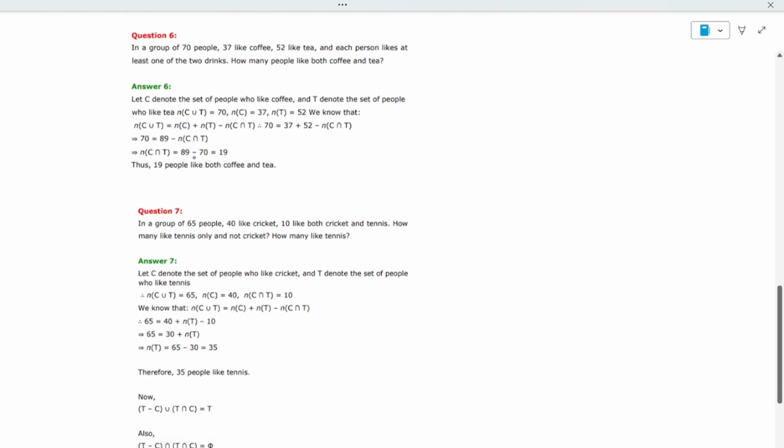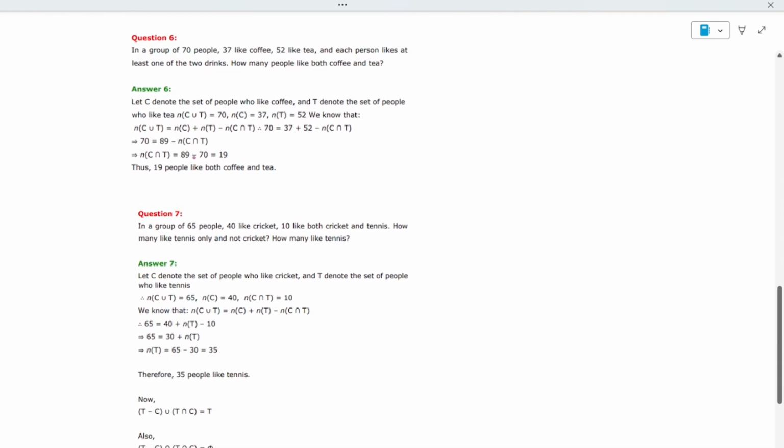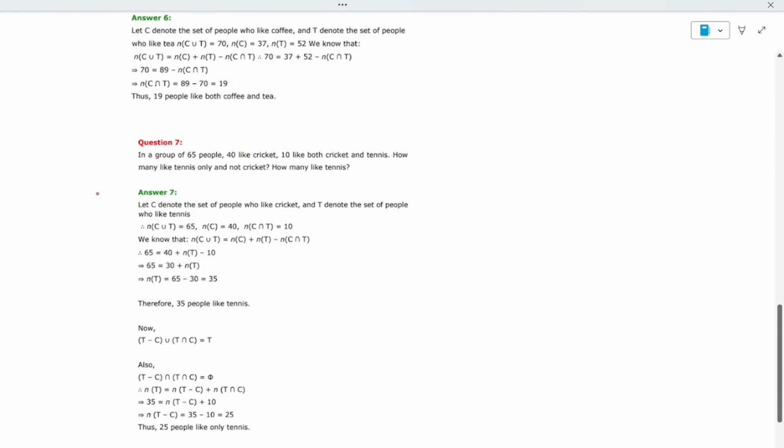And now let's see the next question, that is, in a group of 70 people, we know this is the union, and 37 like coffee, you consider it as n of x, this you consider as n of y. Now the answer will be the same, you have to find the intersection. Both they have given, and you have to find the intersection.